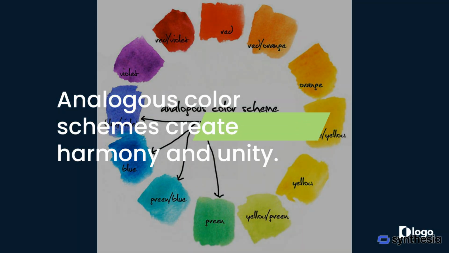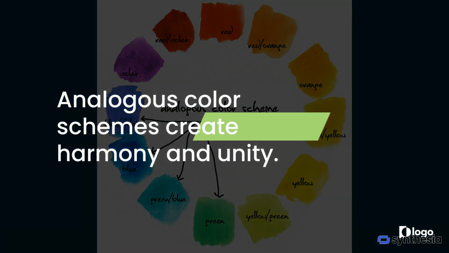Analogous color schemes use colors next to each other on the color wheel, creating harmony and unity. These schemes are often found in nature, evoking feelings of peace and balance in design.